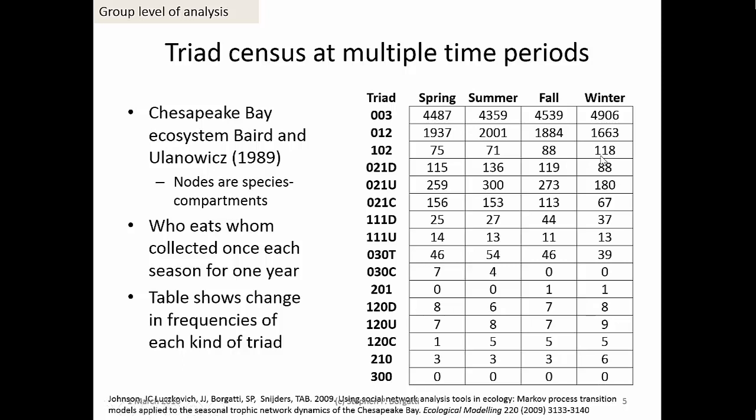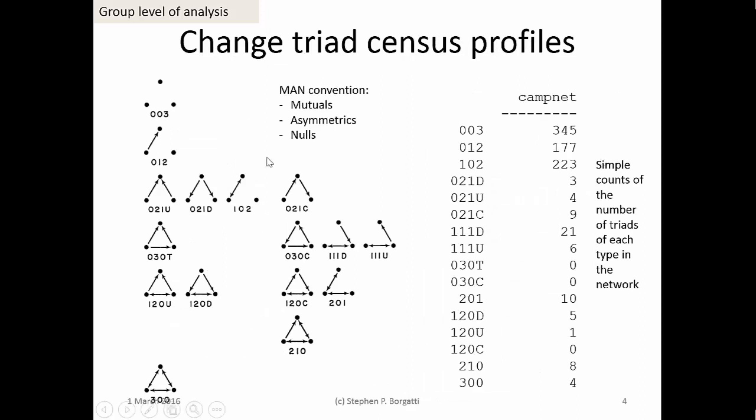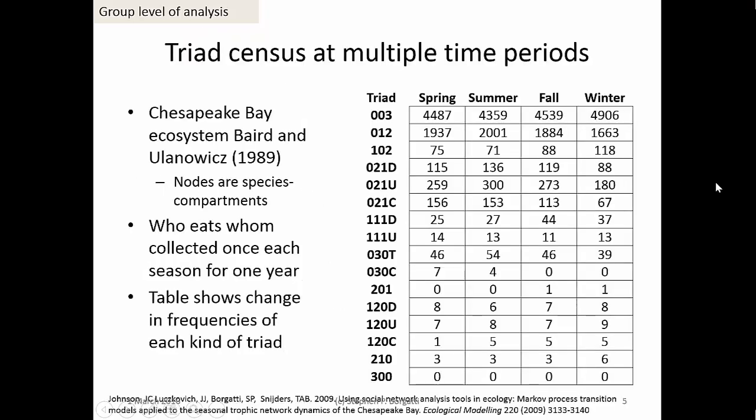Now what is the 012? It's this one. So it's one that's pretty sparse. There's no mutuals. There's a lot of nulls. So we're seeing a lot of nulls going on. That kind of goes along with lowering of density. Look at the next one.